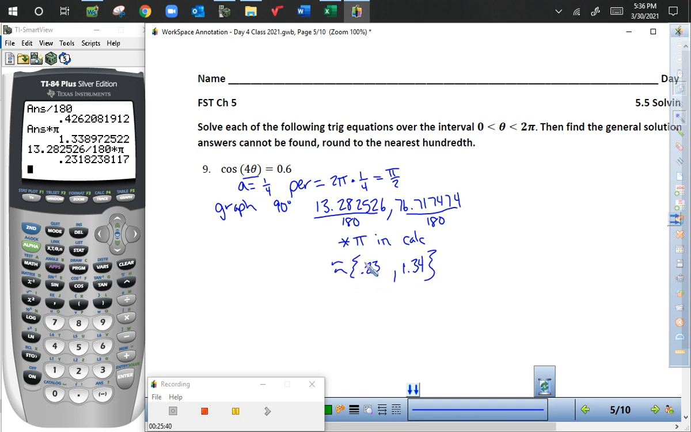We'll say approximately, and then we'll generalize by stacking them on top of each other. So theta is approximately 0.23 plus the period. Now, be careful when you're generalizing. We have to use the period in radians, not the degree one. So it's pi over 2n, where n is an integer. And then the second one, same way. 1.34 plus pi over 2n, where n is an integer. Okay, and really those are the toughest ones in terms of graphing, when you have those ugly decimals that you have to take that extra step to convert with.